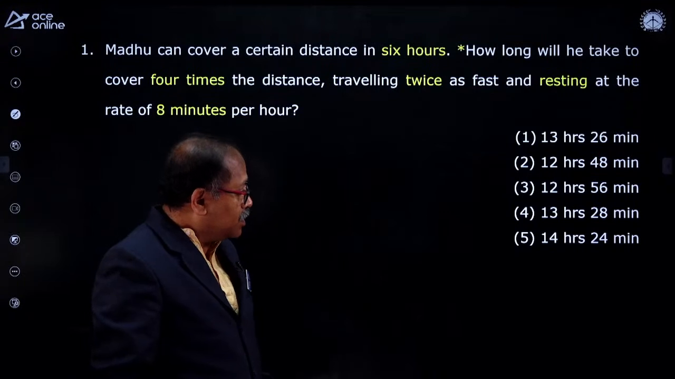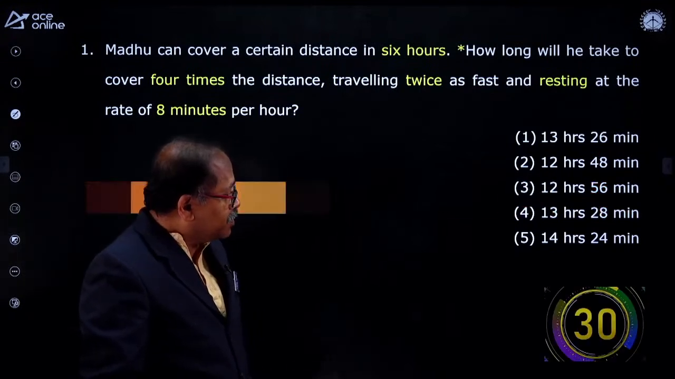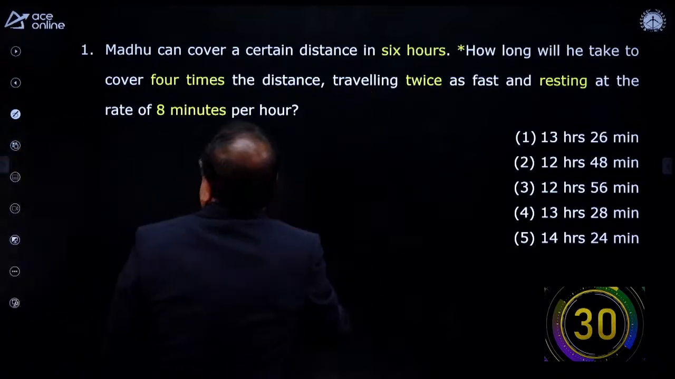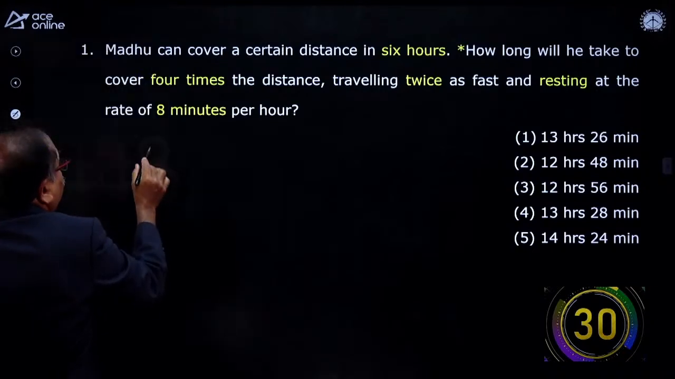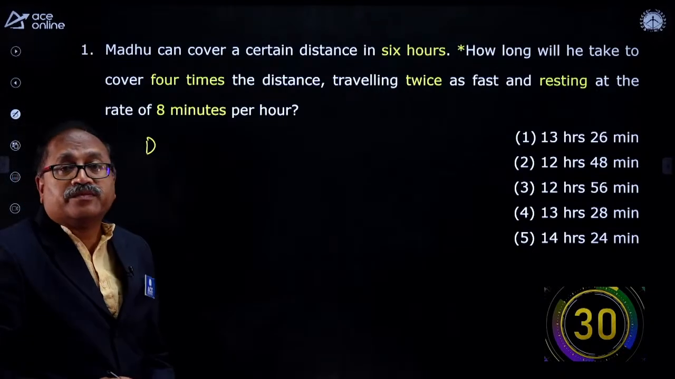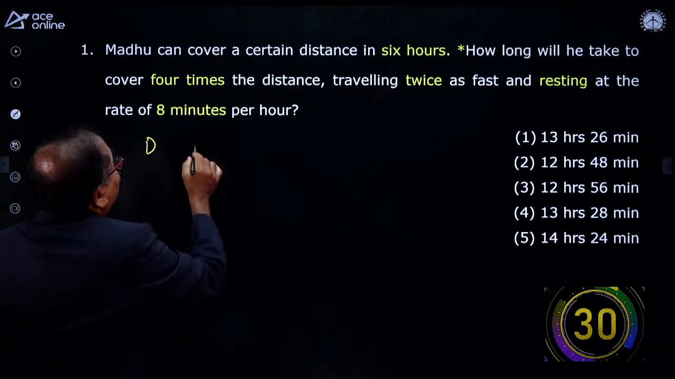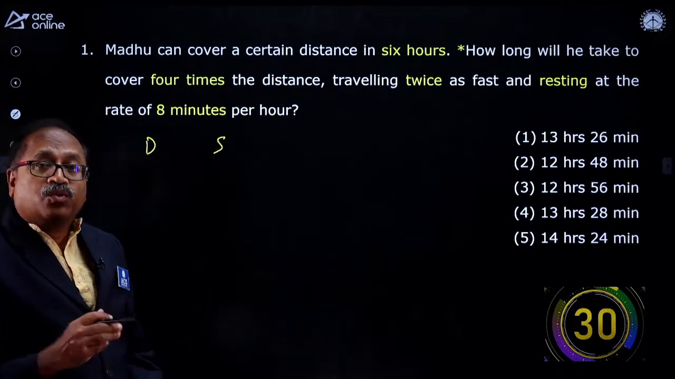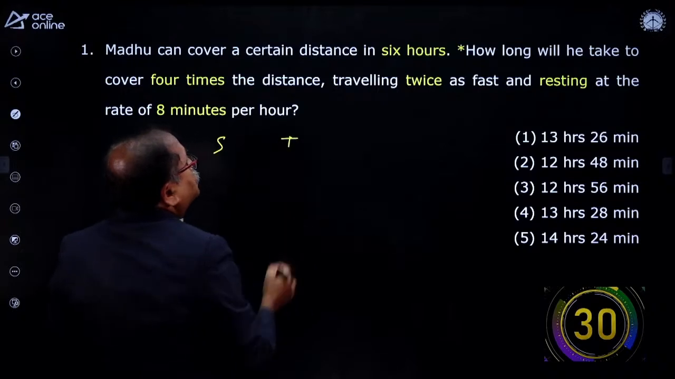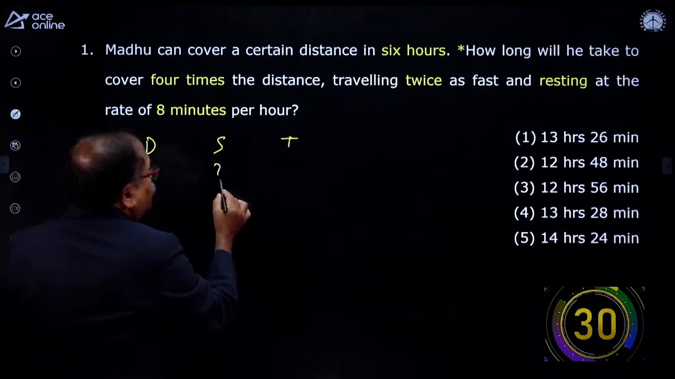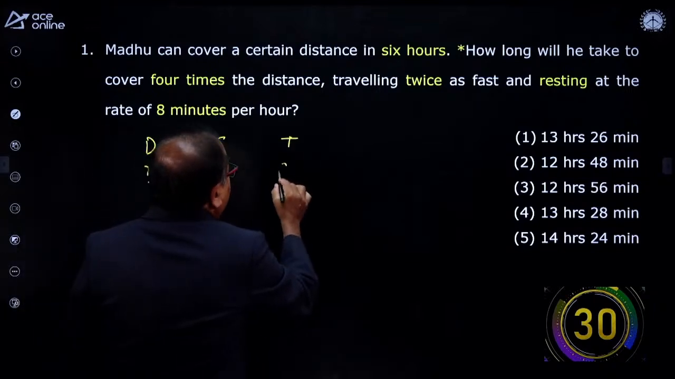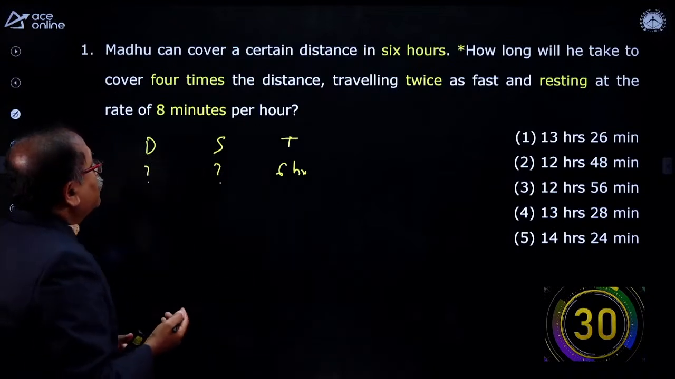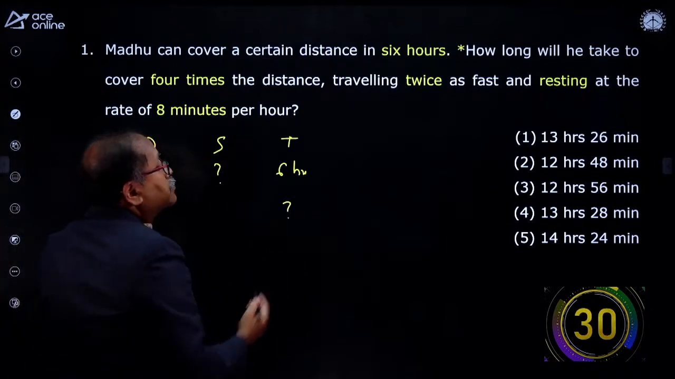Shall I give you 30 seconds so that you can think about it? How do we do it? It is in 6 hours. What is D? I don't know. What is S? I don't know. This is the first information. The second information: how long it will take. The time is a question mark.